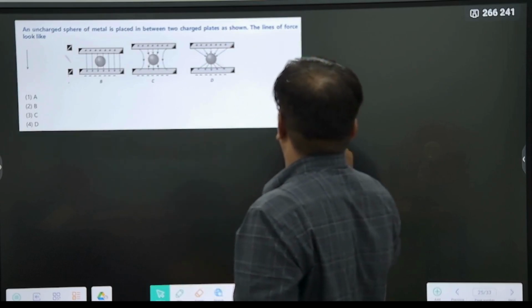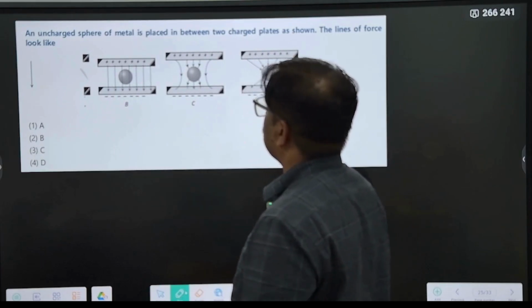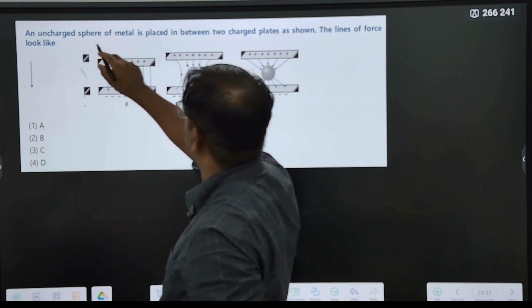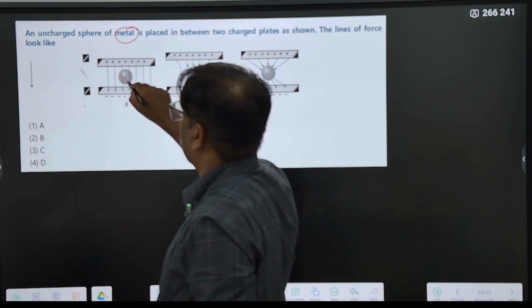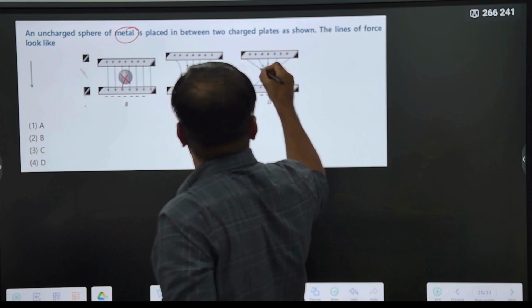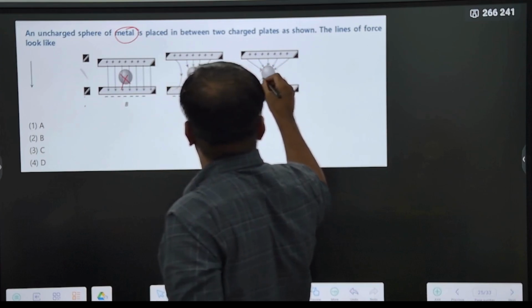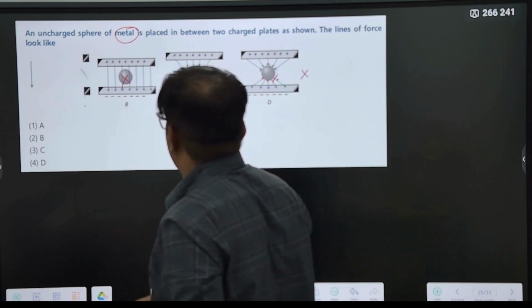Clear? So in this way also you can expect questions on this. Let us see this one now. Therefore, the lines of force look like this. Here is an uncharged metal sphere, a metal is there. So field lines will not pass through it. Therefore this is wrong. Here the field lines are coming, therefore this is negative charge, and this is positive charge. But here perpendicularity is missing. Therefore this is not possible.